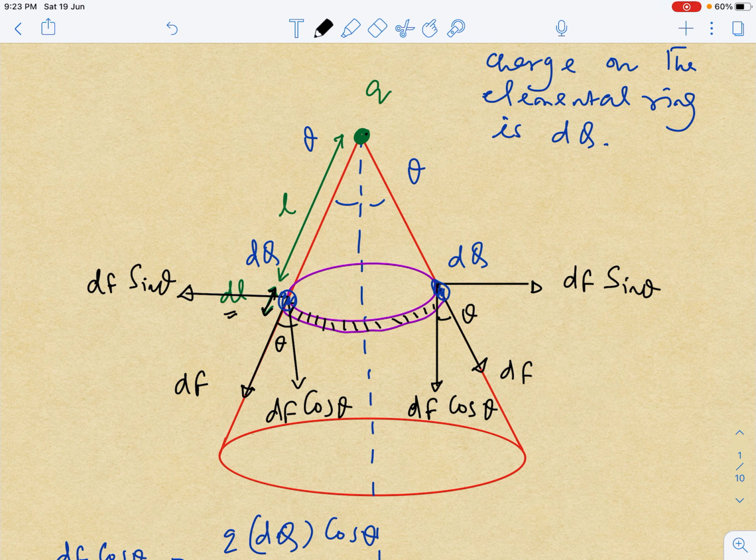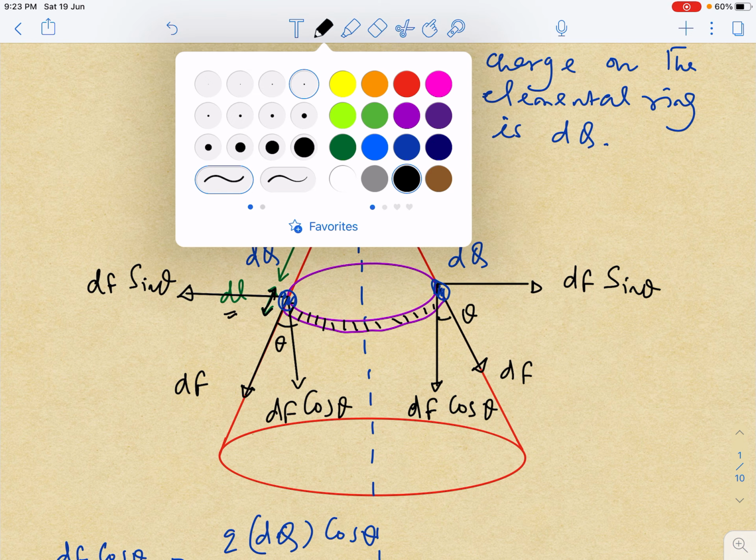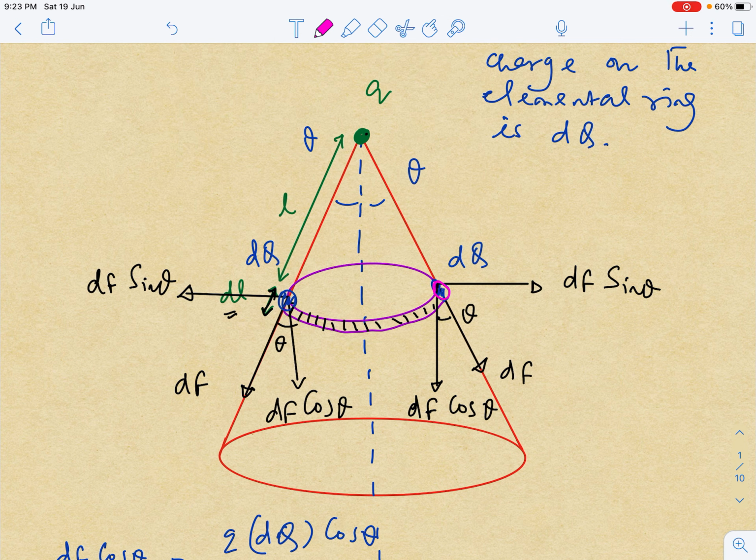In that elemental ring, in the side here, I am taking a small charge dq. So I am going to take the interaction between this Q and this dq. This is my target. Since both of them are positive charge, the force will be repulsive and it will be in that direction. That is dF.